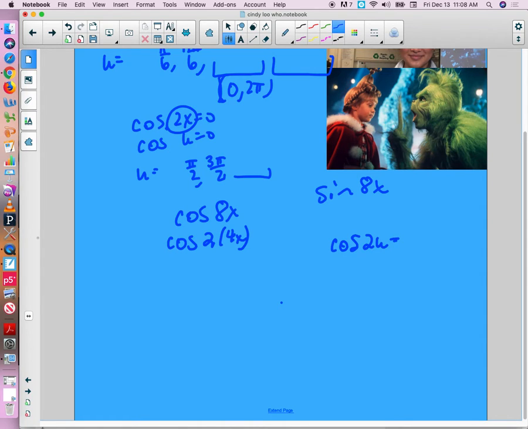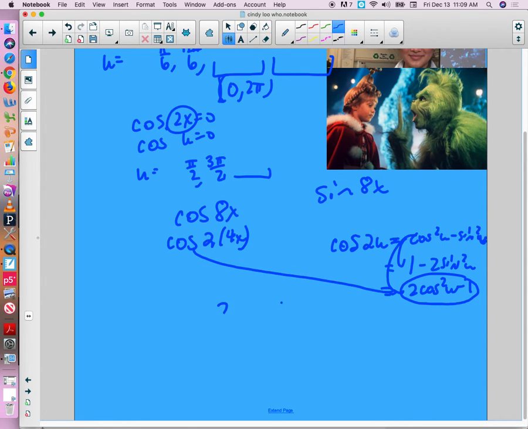there's 3 possibilities that you can always pick and choose from. Cosine squared minus sine squared, which morphed into 1 minus 2 sine squared. This one also morphs into 2 cosine squared minus 1. And so say I wanted to use this one. Then I could change this into 2 cosine squared 4x minus 1. Do you see how cosine 8x, if that's an 8x, this would be a 4x.